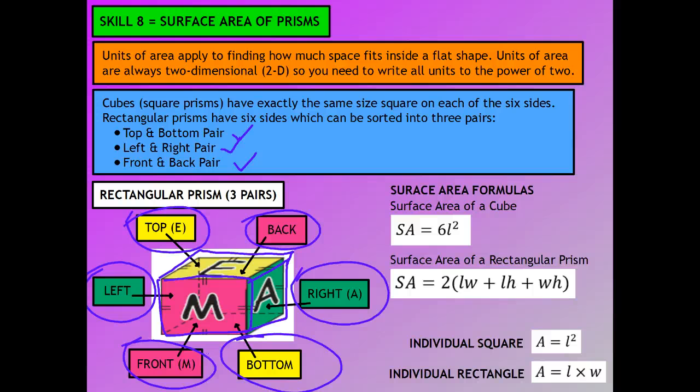A surface area formula for a cube is 6 times L squared. The surface area formula for a rectangular prism is a bit more complicated. It's 2 lots of length times width plus length times height plus width times height. You can see here there's 1, 2, 3 combinations because we have 3 different pairs. If you need to find out the area of an individual square, you still use length squared. And if you need to find out the area of an individual rectangle, it's still length times width.